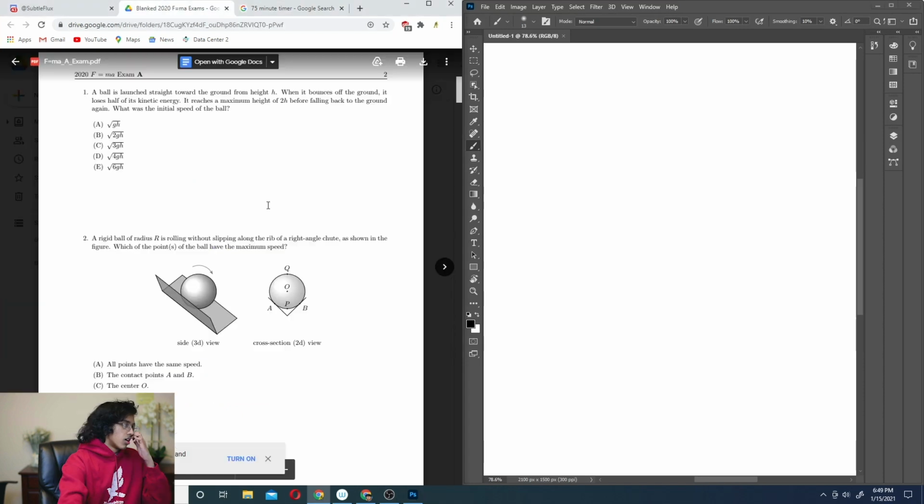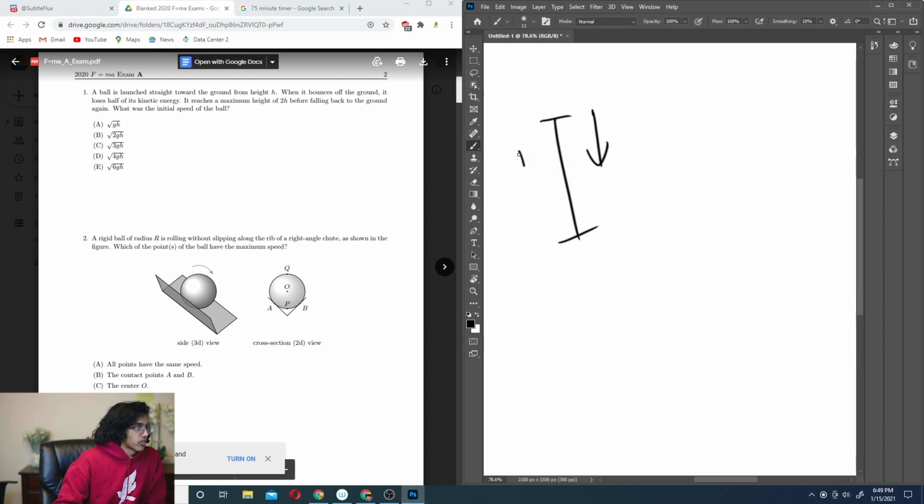Alrighty, okay. A ball is launched straight towards the ground from a height h, right? So it's gone this way, okay. When it bounces off the ground, it loses half of its kinetic energy. It reaches a maximum height of 2h before falling back to the ground again.